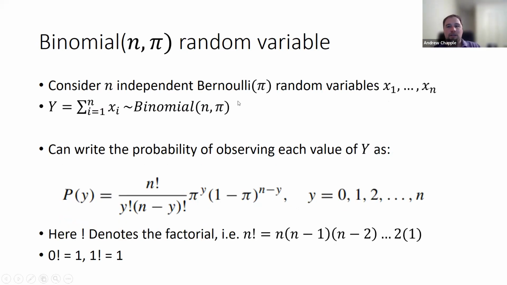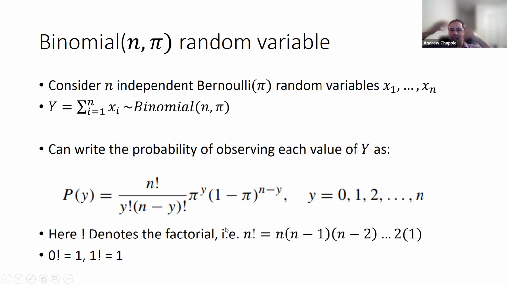So here's some summands. Consider n independent Bernoulli random variables, x1 to xn. They're all independent. That means the coin flip that I flip on the next flip doesn't depend on the previous ones. Then if y is the sum of all the xi's, all these Bernoulli random variables, then this is a binomial random variable with probability pi and n observations. So I can write this distribution like this here, down here.